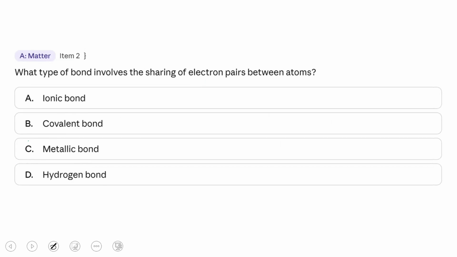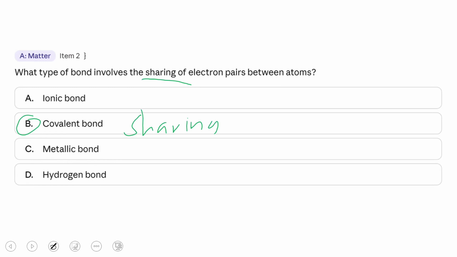Okay. And then what type of bond involves the sharing of electron pairs between atoms? You may pause, but I'll just continue to speak. So the keyword is sharing of electrons, and that is covalent bond. Okay. Happens between nonmetals to nonmetals.